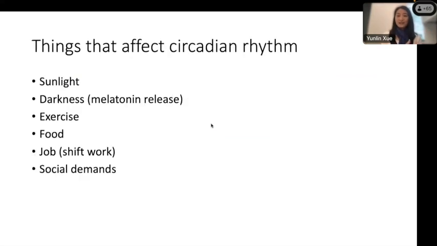So the things that can affect the circadian rhythm include things like sunlight, darkness, which promotes a hormone called melatonin release that helps with sleepiness. Exercise, food, jobs such as shift work can sort of shift your circadian rhythm, and your social demands, like if you're going out clubbing at night.